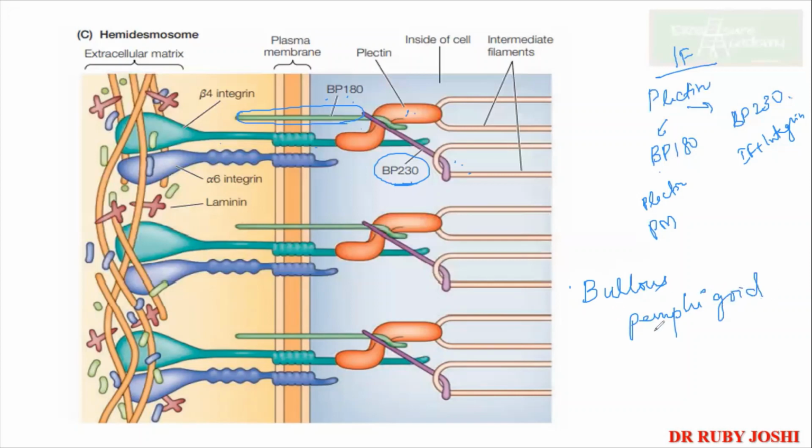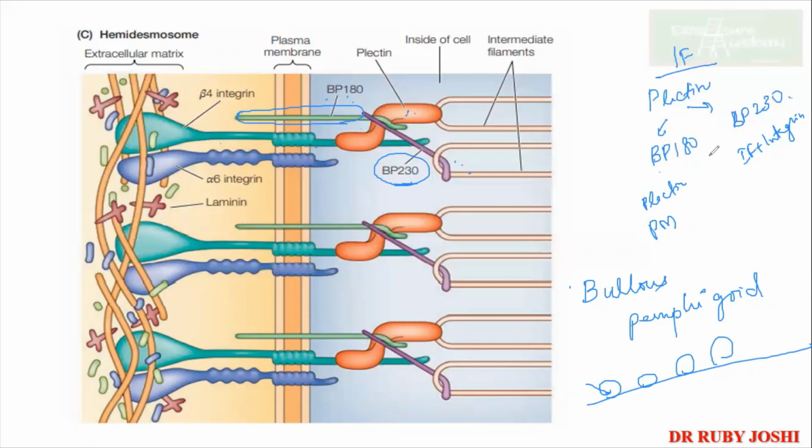Okay, so what is bullous pemphigoid? It is actually an autoimmune disorder of the skin, where because of this mutation, very big blisters form, and they are filled with water inside. They rupture, then again they form very big blisters, and the entire skin is totally damaged.